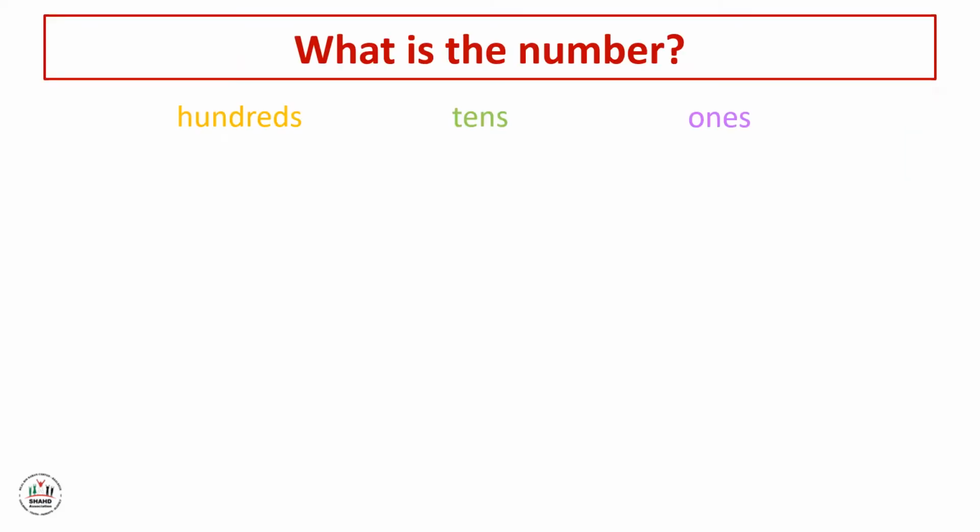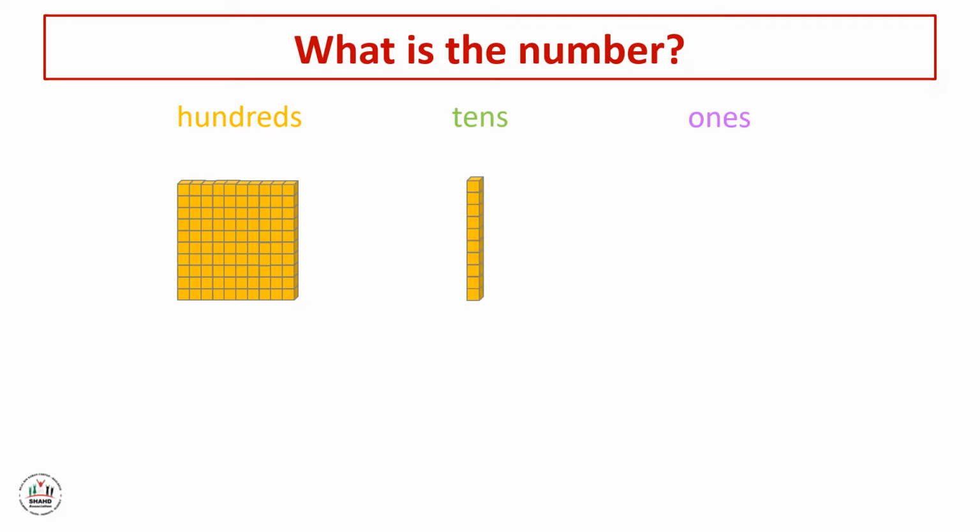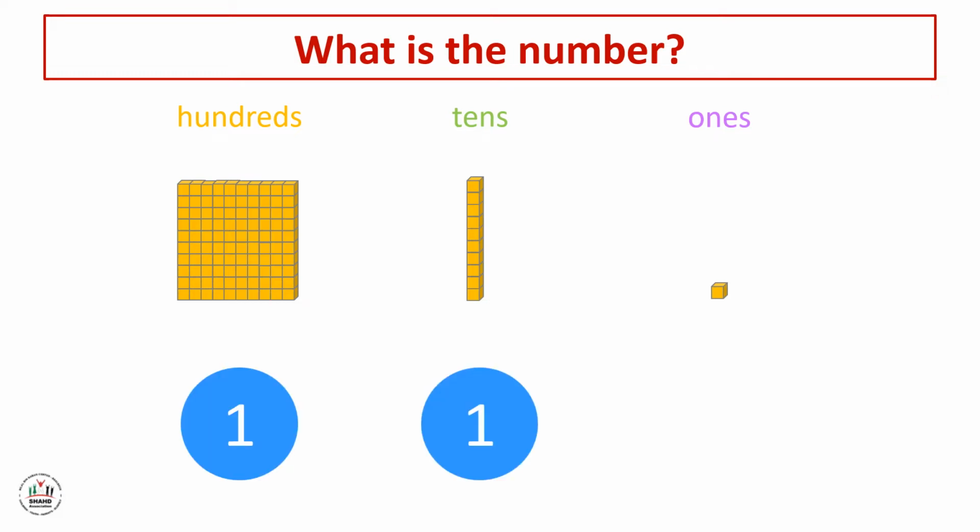What is the number? Here we need to find the number. We can use hundreds, tens, and ones to deduce the number. Here in hundreds we have 100, and in tens we have 10. And here in ones we have 1. So the number is 1 in hundreds, 1 in tens, and 1 in ones. So the number is 111.